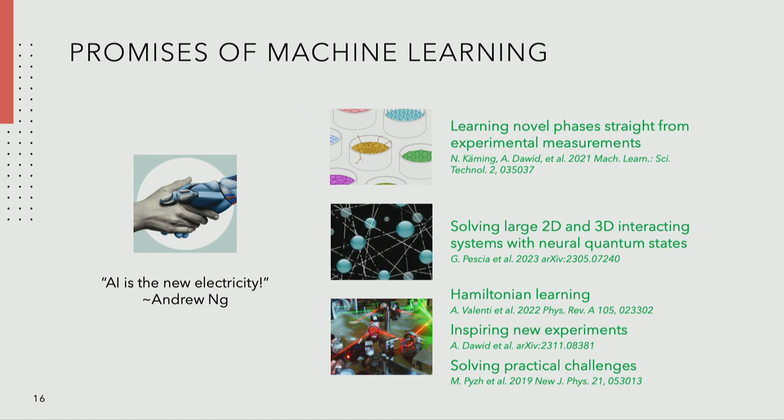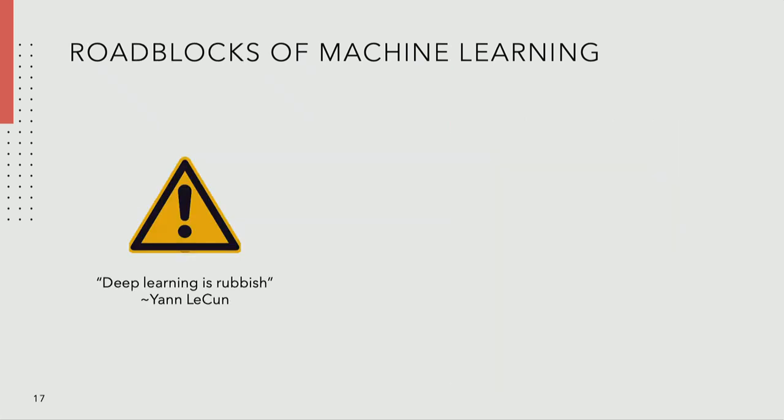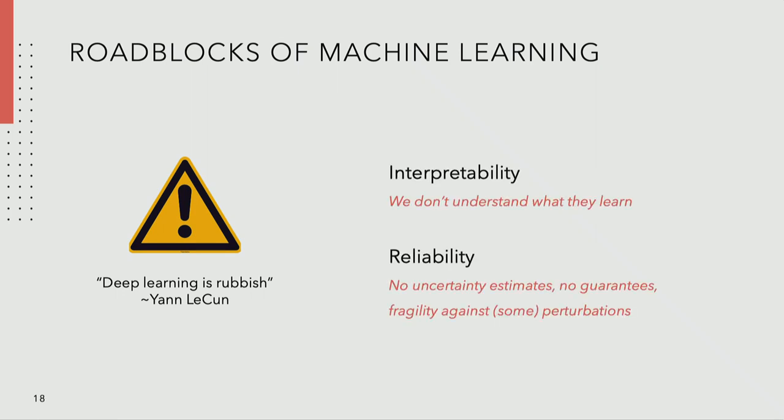However, we should keep in mind that ML is not only rainbows and unicorns. There are lots of problems that are being studied by the community. But sometimes there's this enthusiasm that maybe outplays the caution. And to me, the two main problems with ML are: we still lack interpretability, which is, we don't exactly understand what they learn.